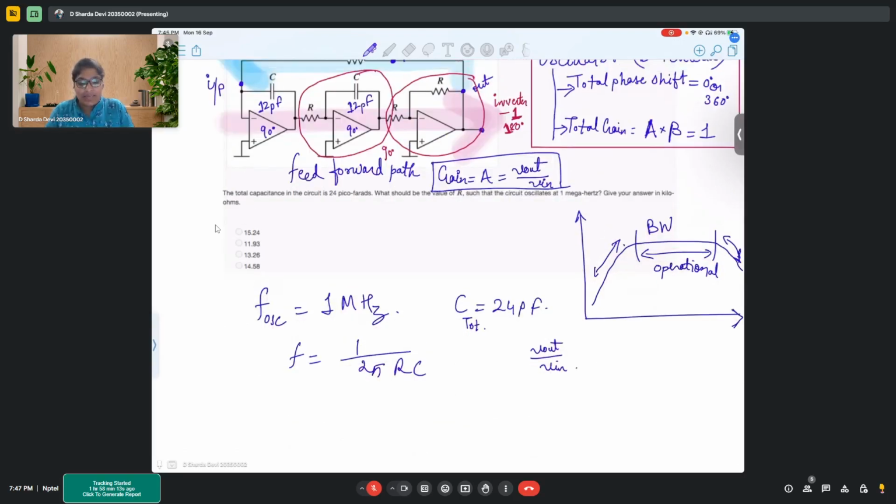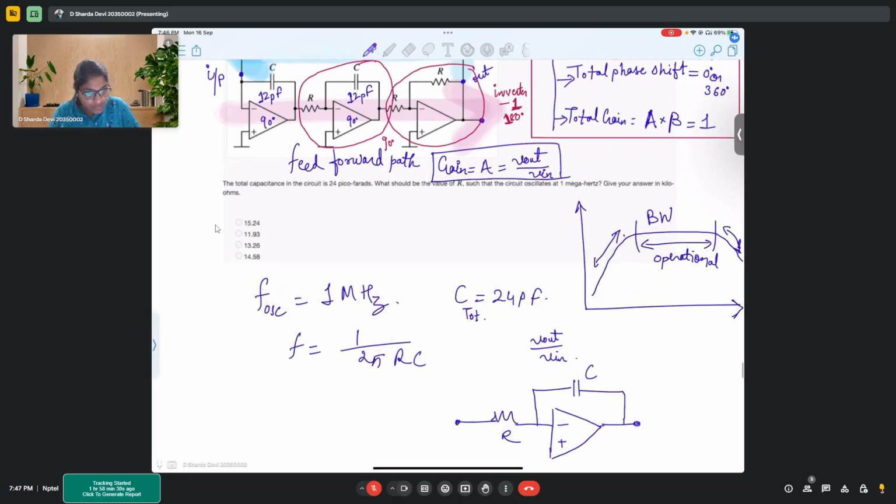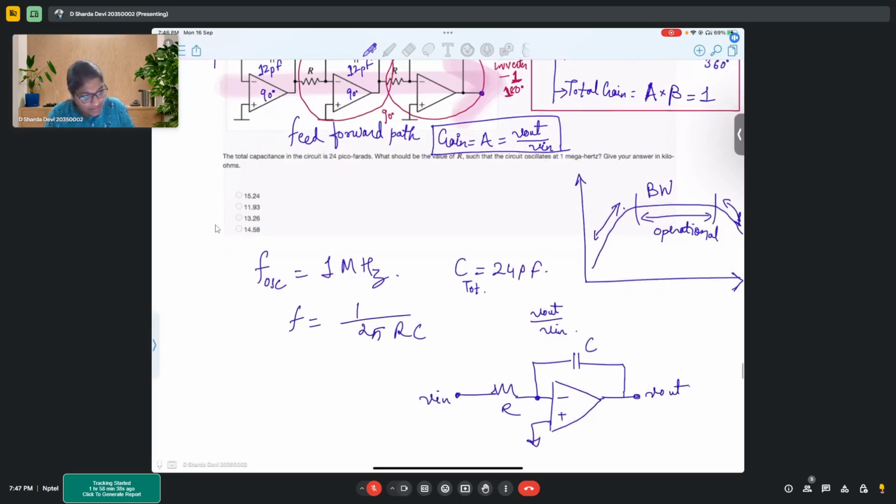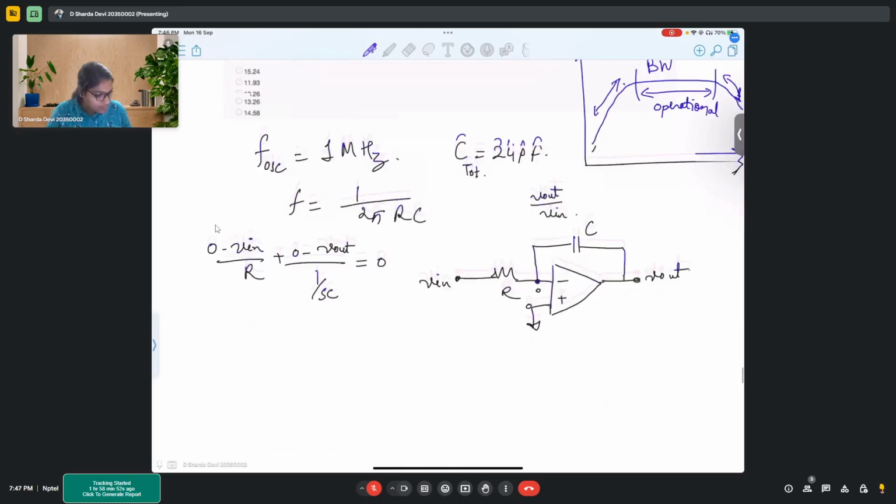For this 90-degree phase shift, since both are the same R and the same C, and they are connected in this fashion, where it is R and C around the op-amp with minus and plus inputs, when you find the transfer function for this, this is your V in, ground, V out. So your transfer function actually looks like this: at the inverting node, 0 minus V in upon R plus 0 minus V out upon 1 by SC equals 0.